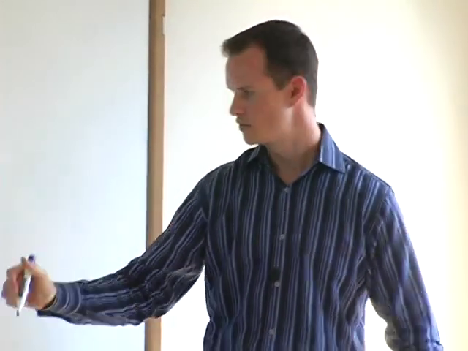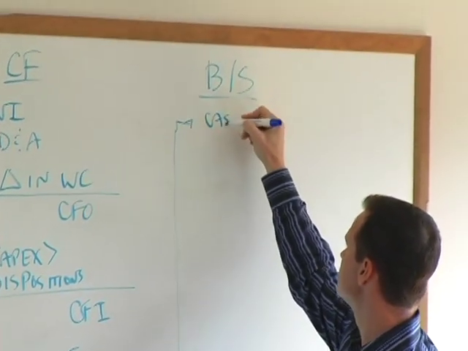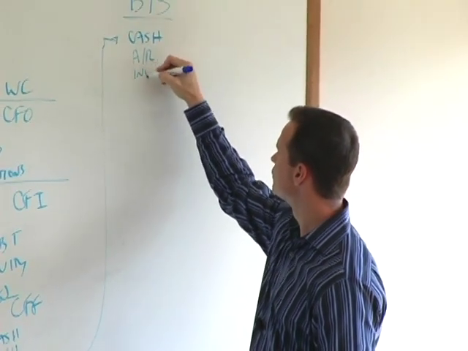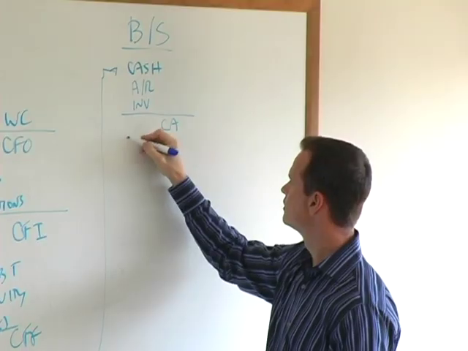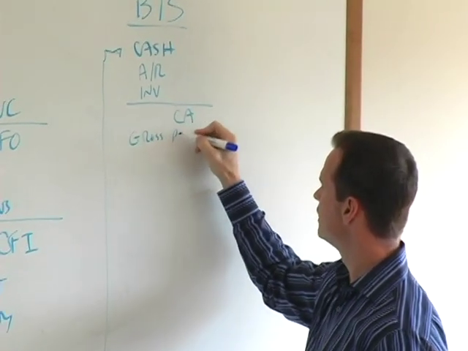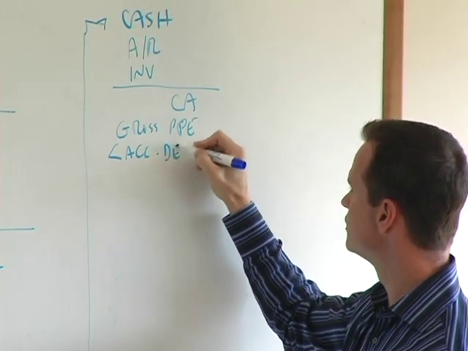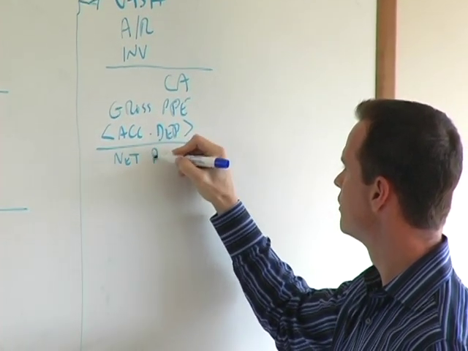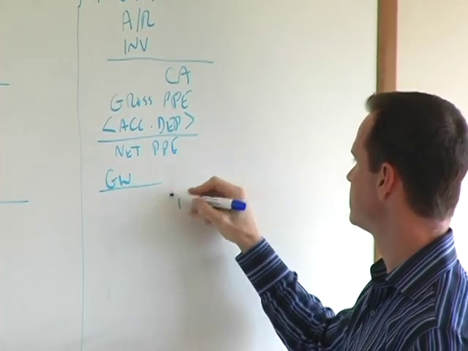Okay, well, where do we see ending cash? That goes right back to the balance sheet, right? It's the first line item on our balance sheet. It's cash, got AR, inventory, etc. Those are our current assets. Got gross PP&E, less accumulated depreciation, net PP&E. We've got goodwill, etc.